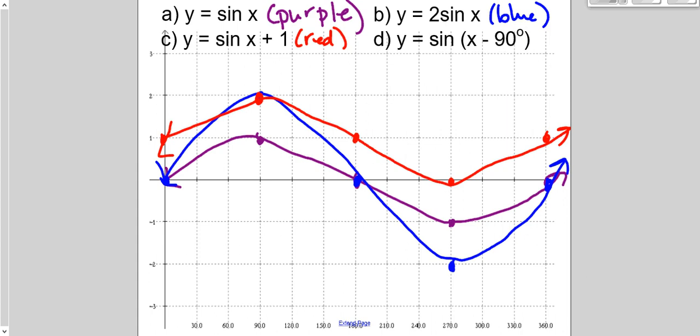Here we go. And that was in green. All right, so my first point then is at 90 and 0. And then it was at 180 and 1. And then 270 and 0. And 360 and -1. And then I go off my grid.